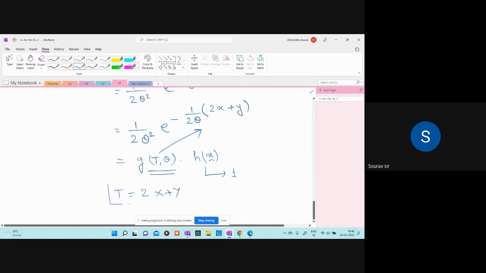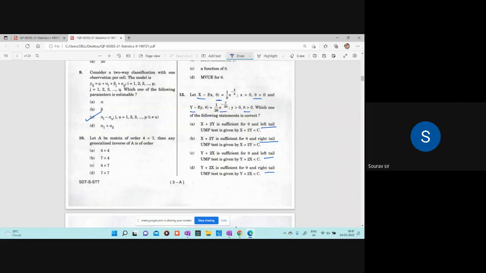So this t equals 2x plus y is sufficient for theta. Can I write this? Yes, ma'am. Okay, now go to the question. y plus 2x and y plus 2x. So we can easily exclude options A and B. We have only two options in hand, C and D.